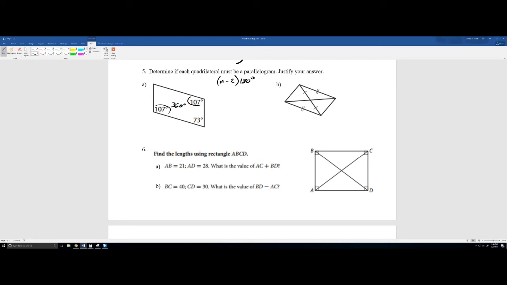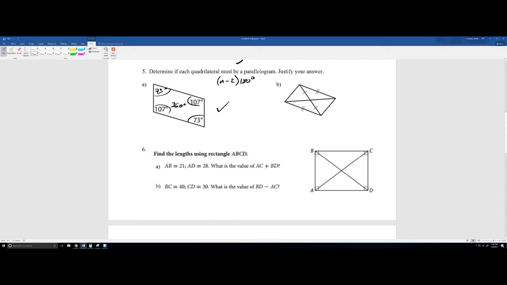So go ahead, you got your 214 plus that 73, I get 287. And if I subtract that from 360, I get 73 as my remainder, which is my missing angle here. And since my opposite angles are congruent, ding, ding, ding. Okay, that's definitely a parallelogram since it does satisfy that criterion where opposite angles are congruent, and that would help out a lot. So let's check part B.